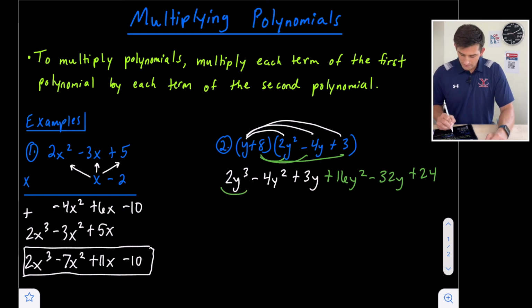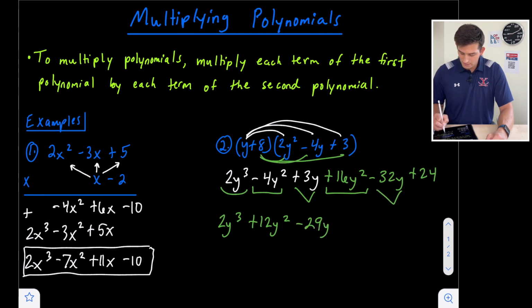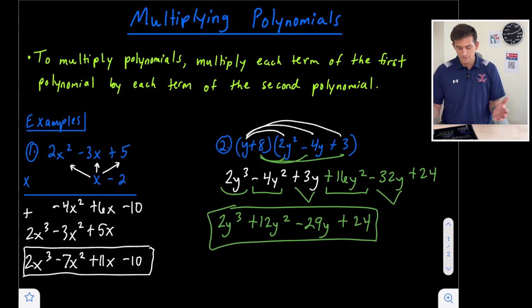Notice we only have this one cubed term, so that's going to be in our answer, 2y cubed. But then we have negative 4y squared plus 16y squared, which gives us plus 12y squared. Then we have 3y minus 32y, so that's a negative 29y. And then we have plus 24, our only constant at the end. So our final answer would be 2y cubed plus 12y squared minus 29y plus 24, and that is how you can multiply two polynomials.